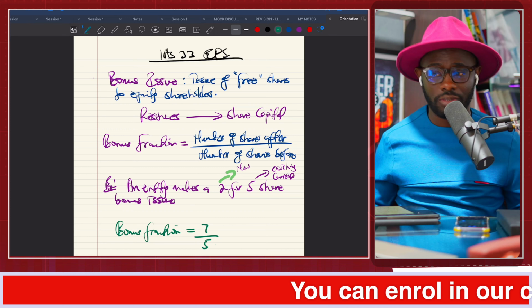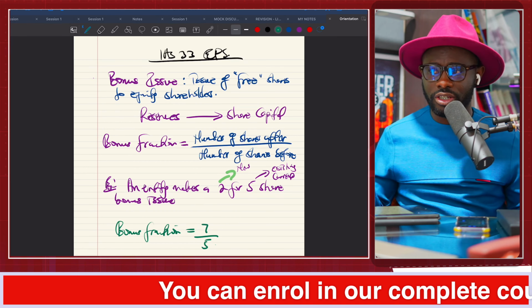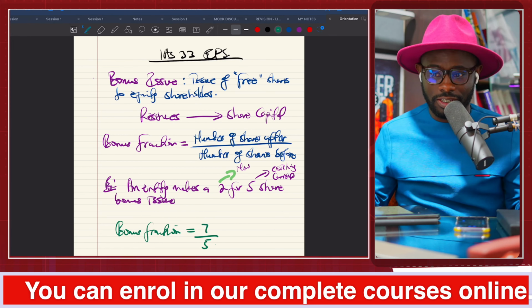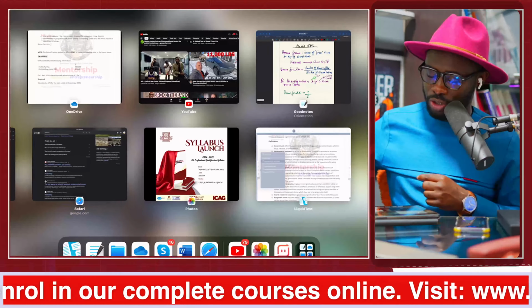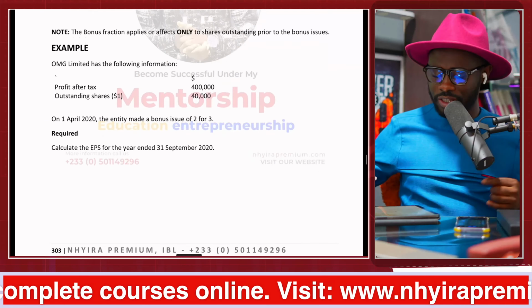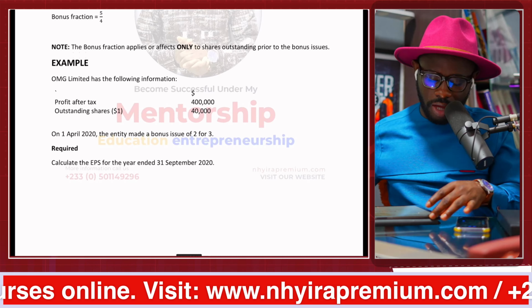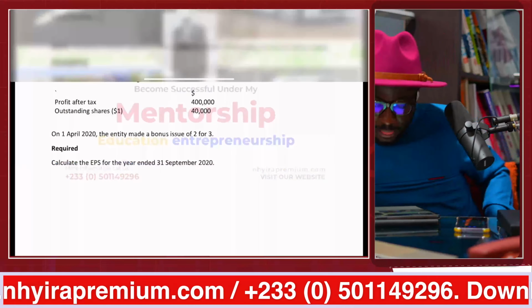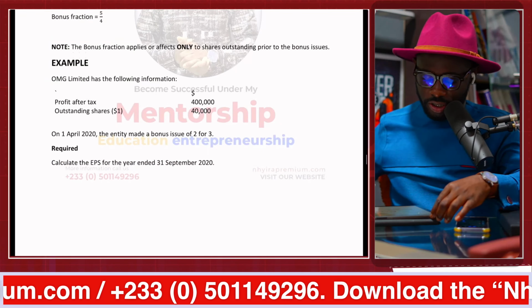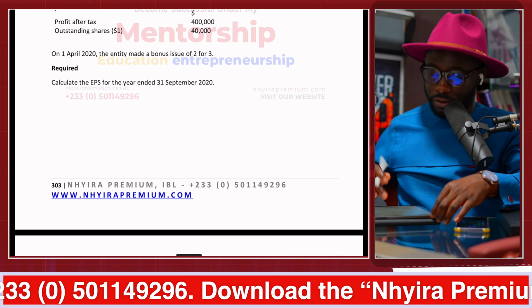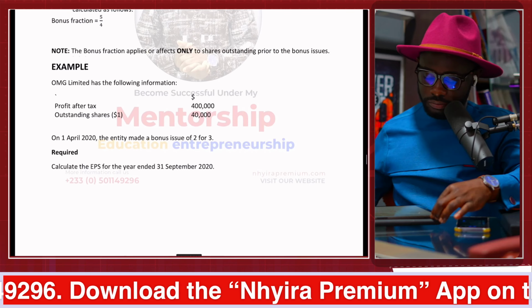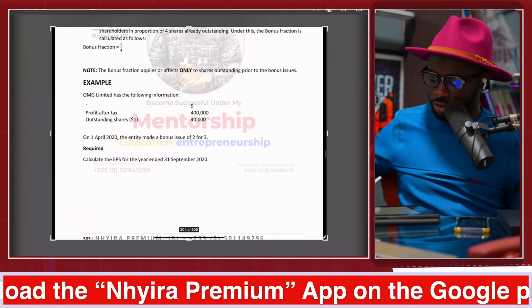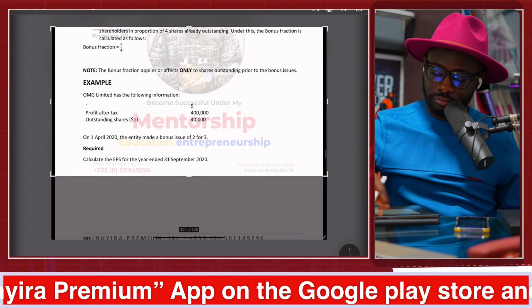Very simple. So let me bring up a very simple question as well, and then let's see what we can do. Now I'm taking this question from my book in financial reporting or corporate reporting. If you have my book, this is page 302 of the book, but you can also take a screenshot of it here.